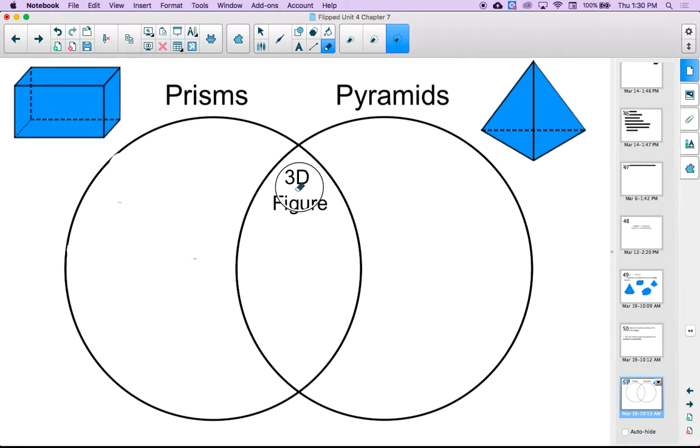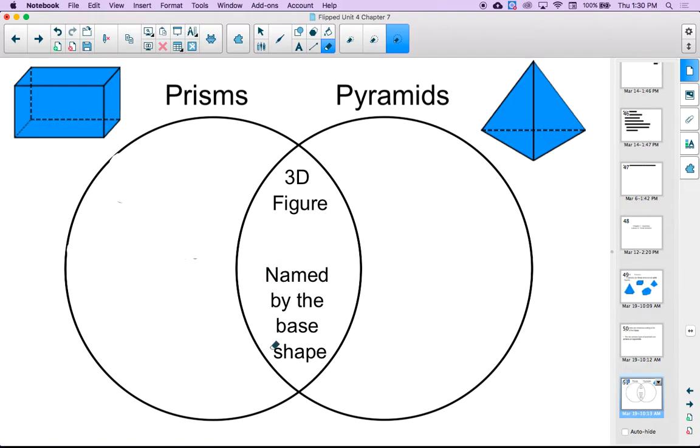First, they're both 3D figures. Okay, prisms and pyramids are both 3D figures. They're solid. We can hold them in our hand. We have to draw them using perspective drawing. We can see them in real life. Next, they're both named by the base shape.